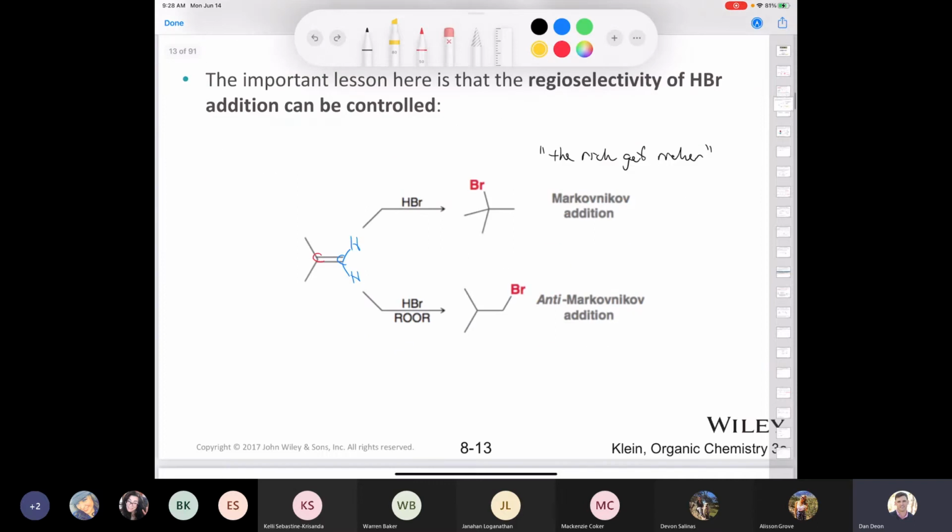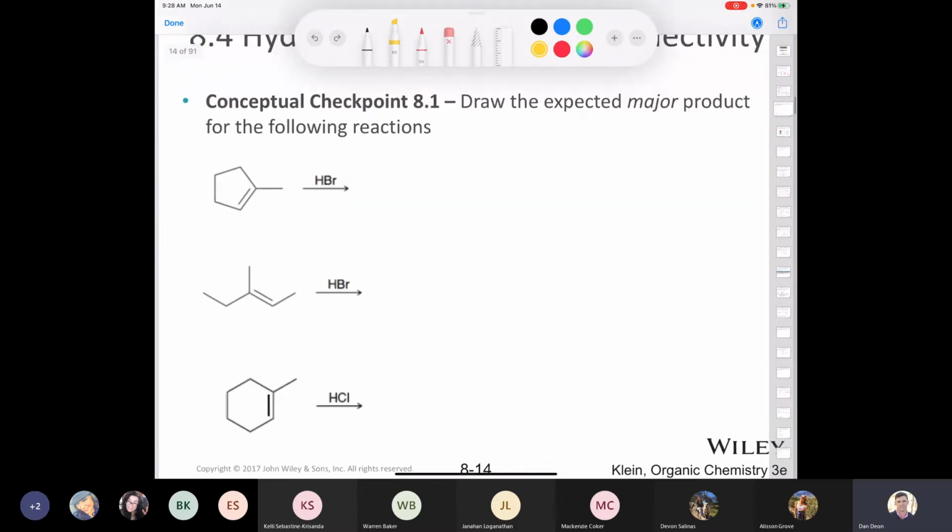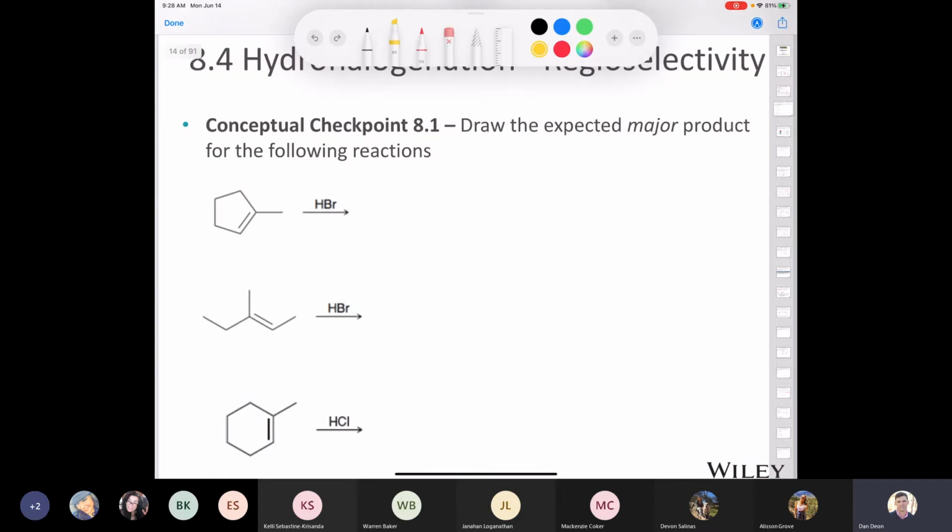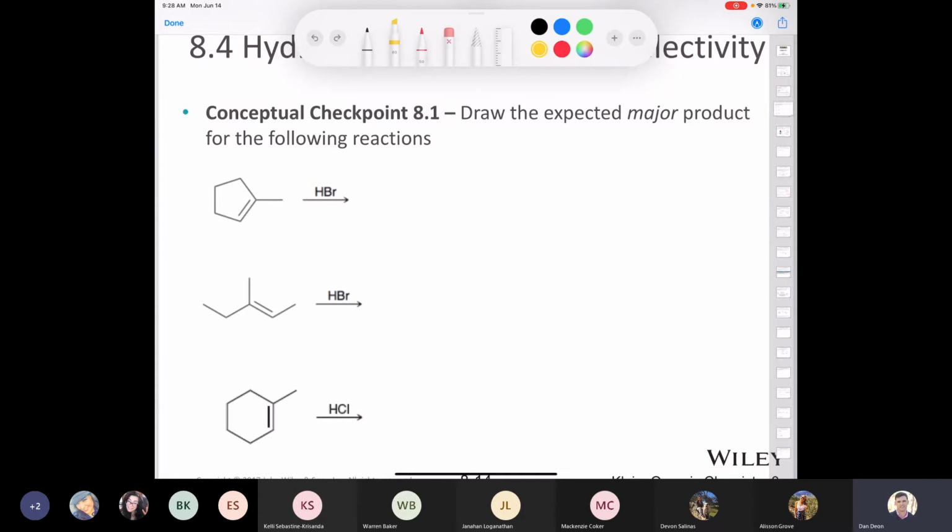All right, let's try a problem. This is conceptual checkpoint 8.1. It simply asks us to draw the expected major product of the following reactions. Okay, so we're taking 1-methylcyclopentene and we're treating it with HBr. So again, these are just addition reactions. So would this be Markovnikov addition or anti-Markovnikov addition? Can anybody tell me? Based on what I told you.